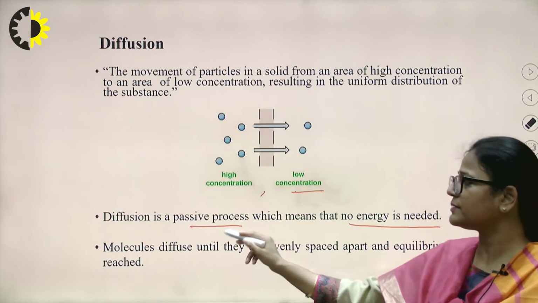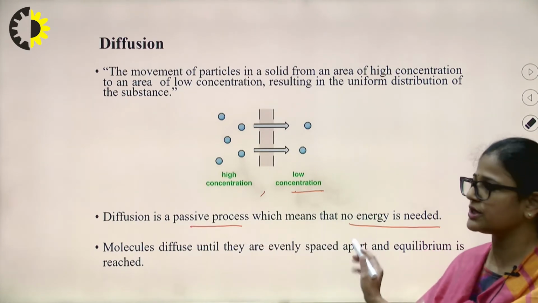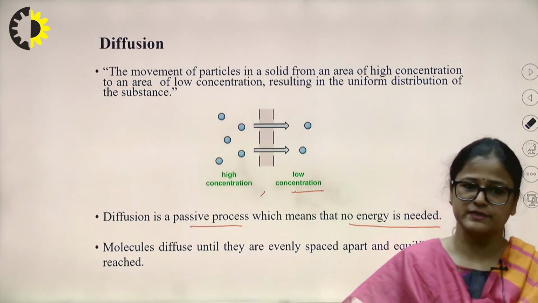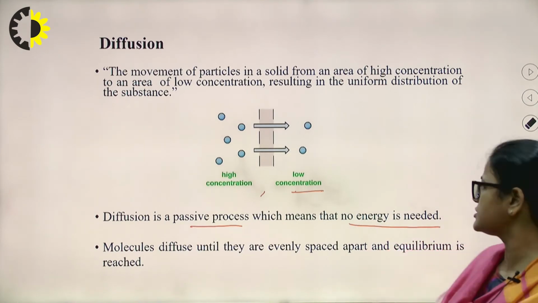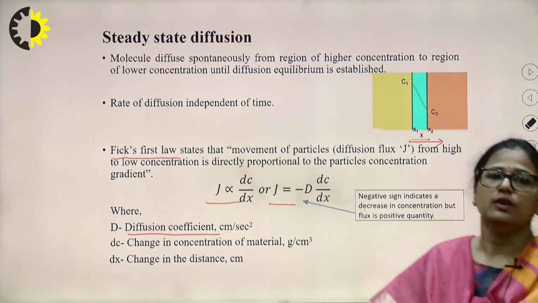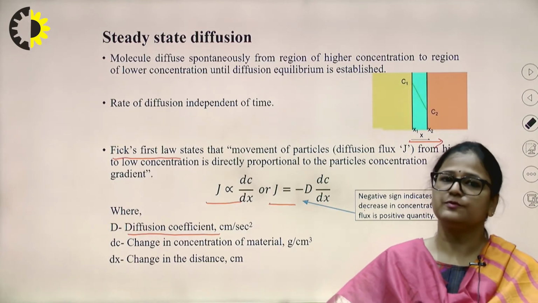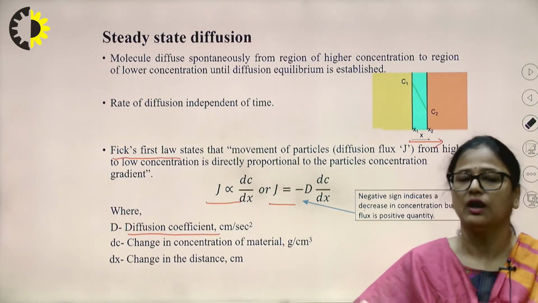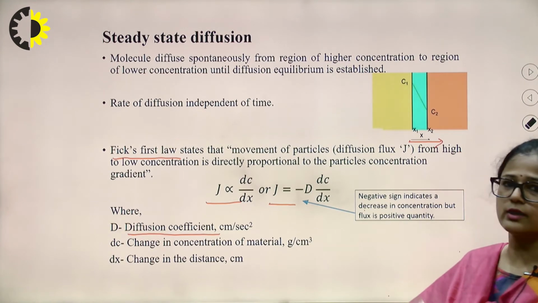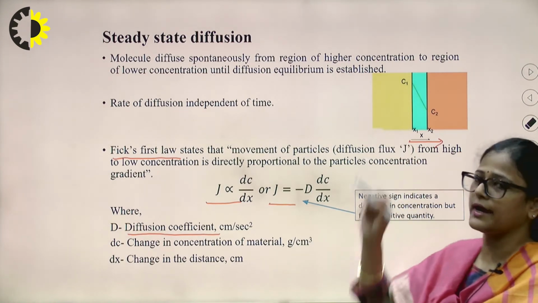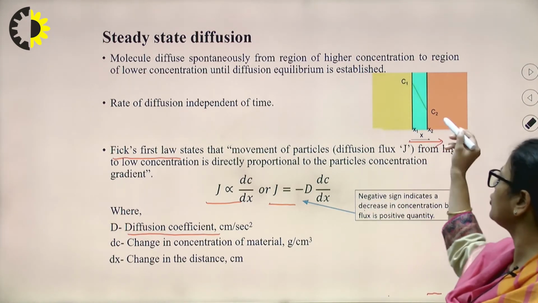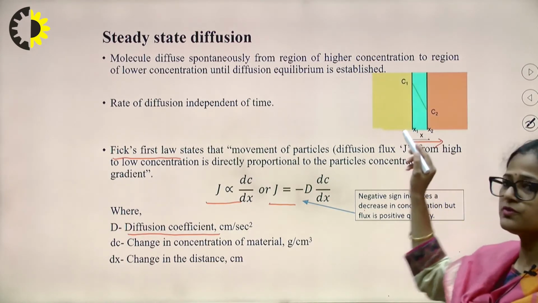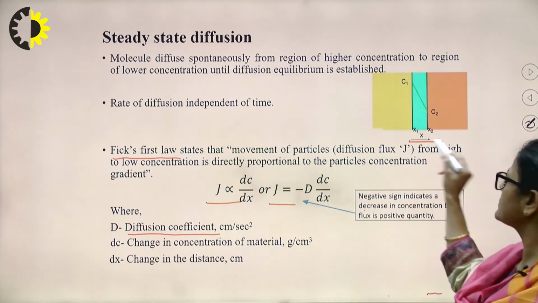So diffusion is a passive process, which means no energy is needed, and the molecules diffuse until they are evenly spaced apart and equilibrium is established. Molecules diffuse spontaneously from a region of high concentration to a region of low concentration until diffusion equilibrium is established. So C1 is the high concentration region, C2 is the low concentration region. Particles move from C1 to C2 in this x direction.